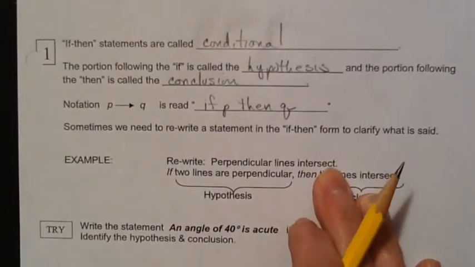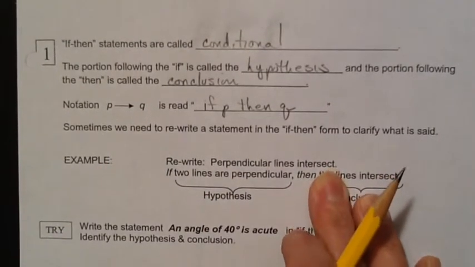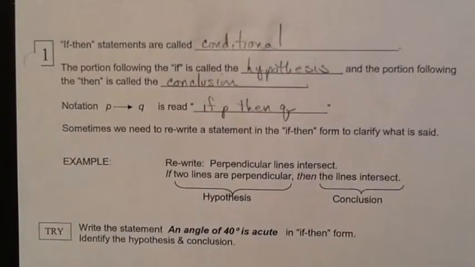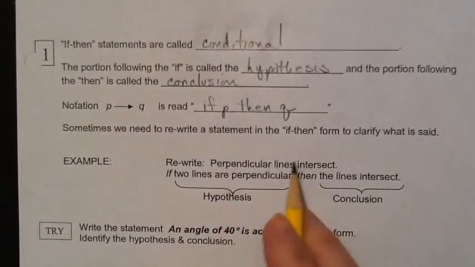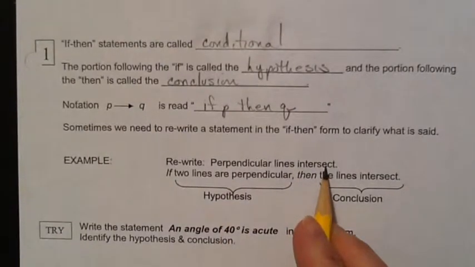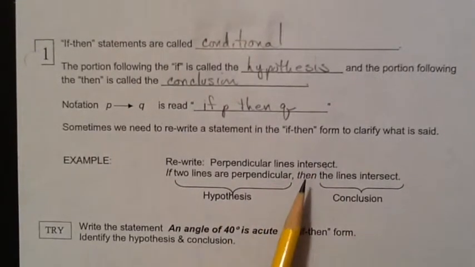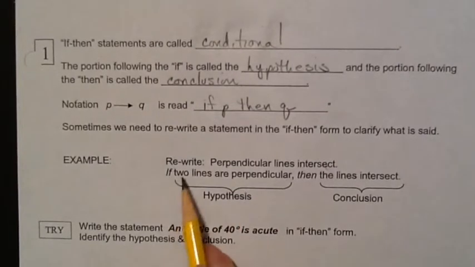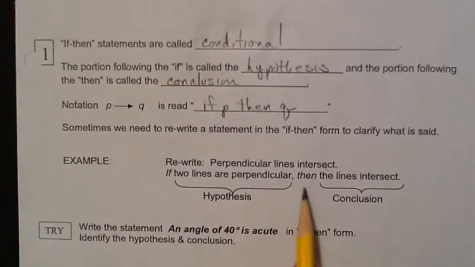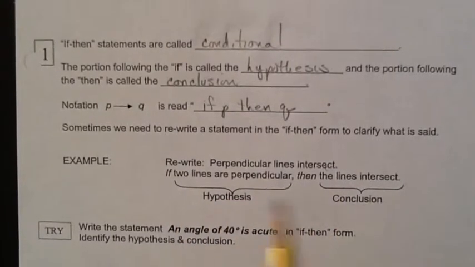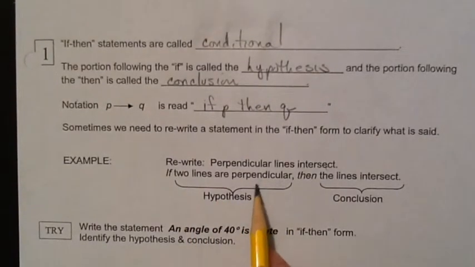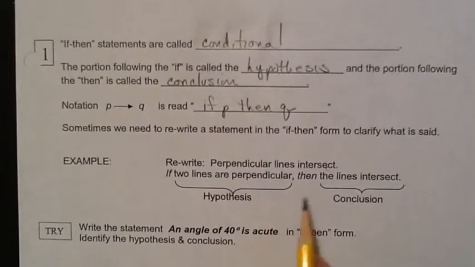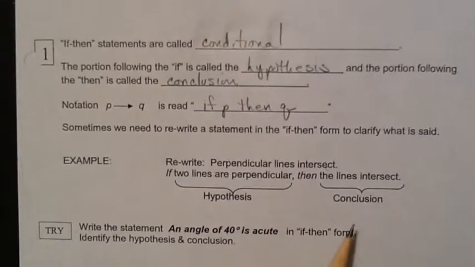Sometimes we need to rewrite if-then statements in if-then form, and it helps to clarify what's being said. So here's an example. Perpendicular lines intersect. So if I were to rewrite that in if-then form, I would say if two lines are perpendicular, then the lines intersect. My hypothesis, what is given, is that the lines are perpendicular, and what I can conclude from that is that they are intersecting.